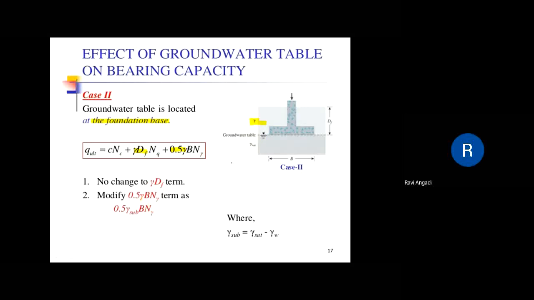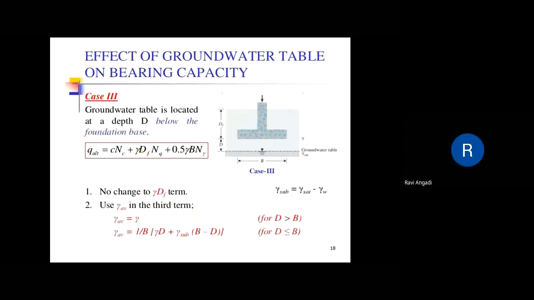So what is the change you have to make? That gamma is to be changed into gamma submerged. Again, the gamma submerged formula from the basics of geotechnical engineering 1, that is basic properties of soil: gamma submerged equals gamma saturated minus gamma w. Is it clear? Yes, sir. Please, if you want, you can note it down. Are you taking? Yes, sir. Sir, already we have taken.